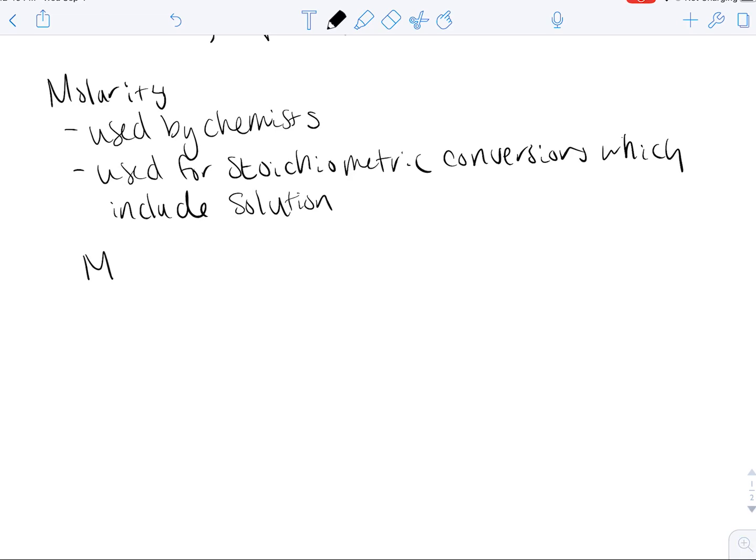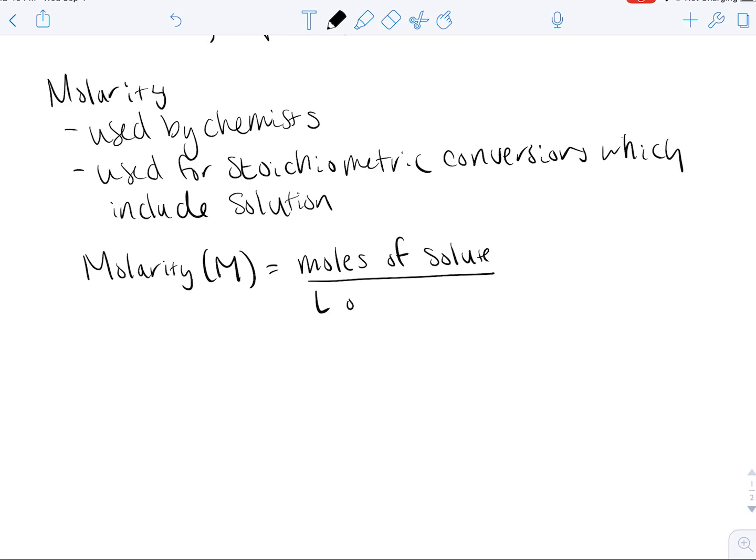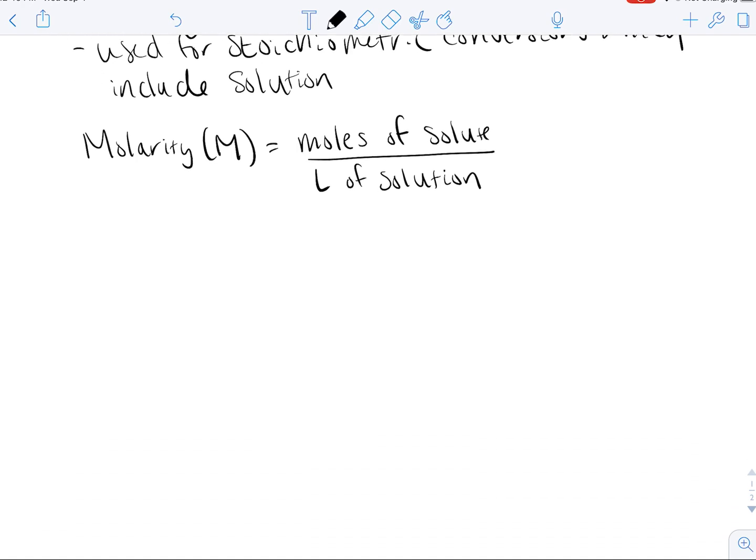But molarity is given by an uppercase M as its abbreviation, and is equal to the moles of solute divided by the liters of solution. Okay, so again, this one should be a review.